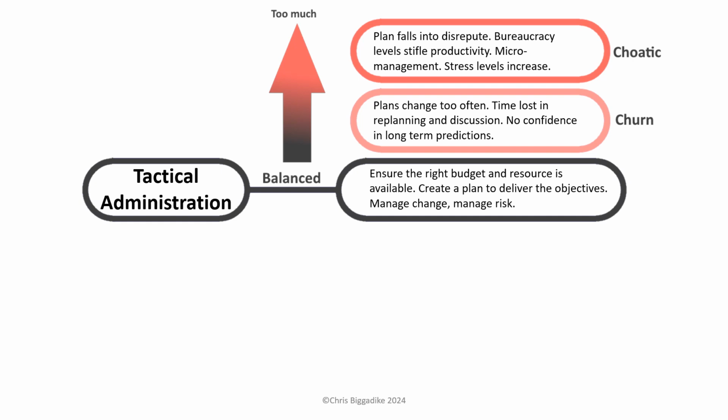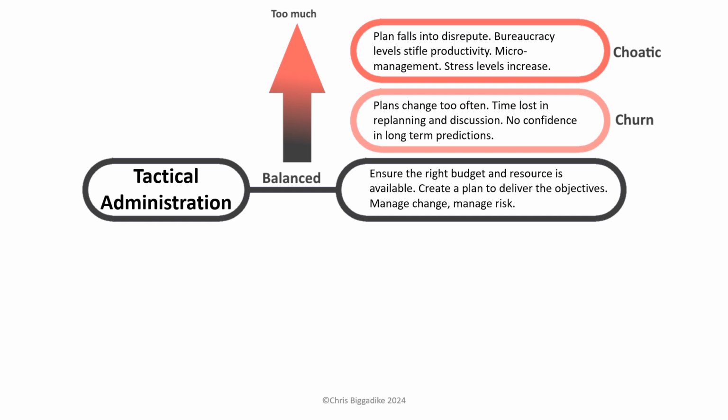Too much activity here. Maybe the plans are changing too often. Time's lost in replanning and discussion. After time, there becomes a lack of confidence in any of the long-term predictions. When it becomes too chaotic, the idea of the plan has fallen into disrepute. People are going to start ignoring a plan that gets revised every other day.